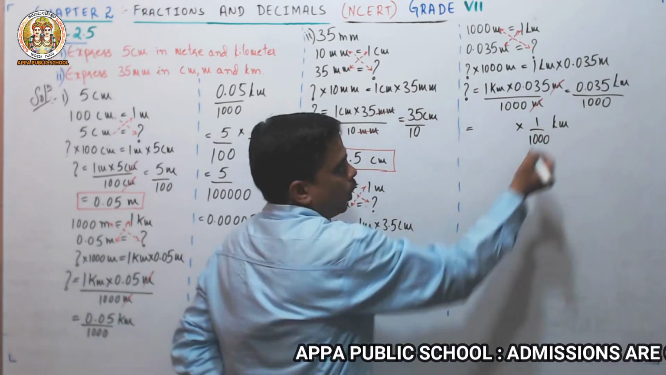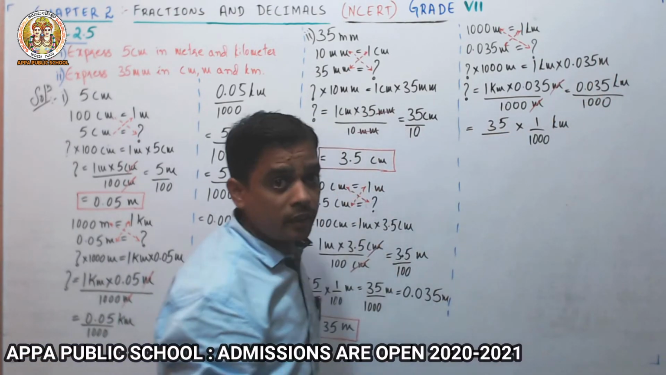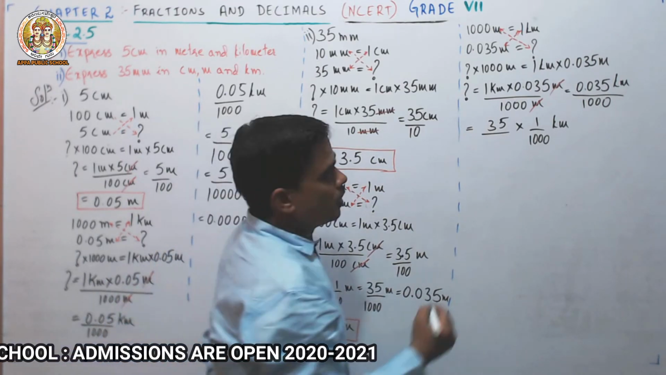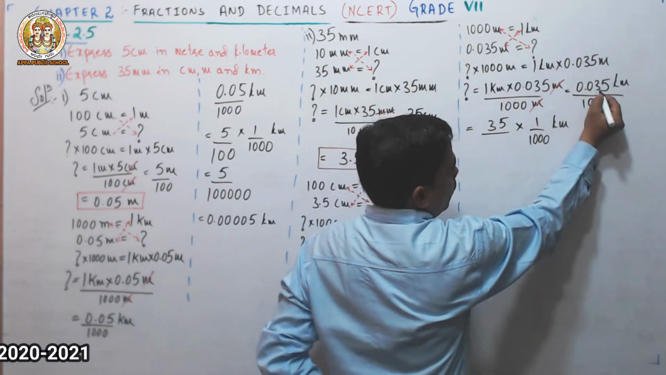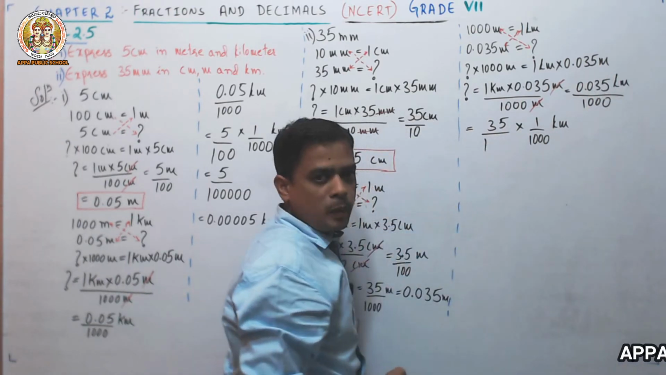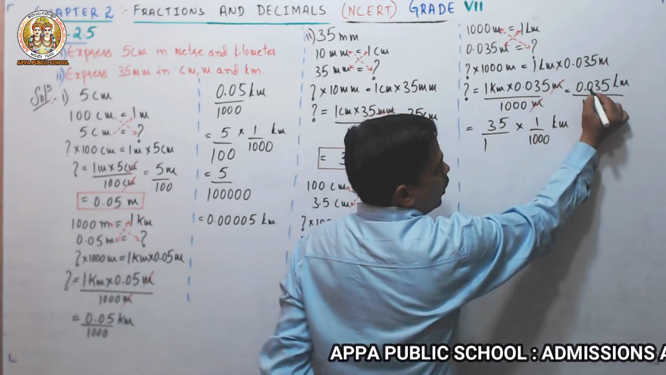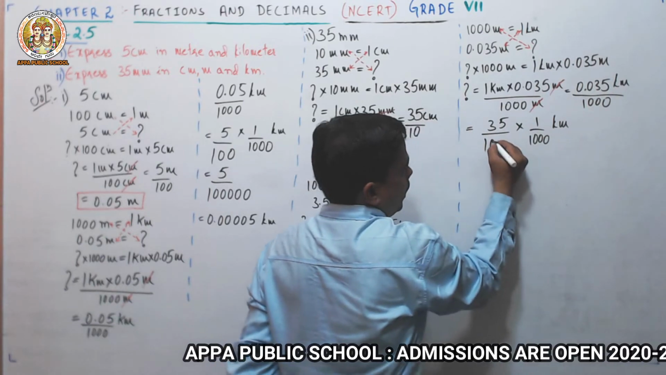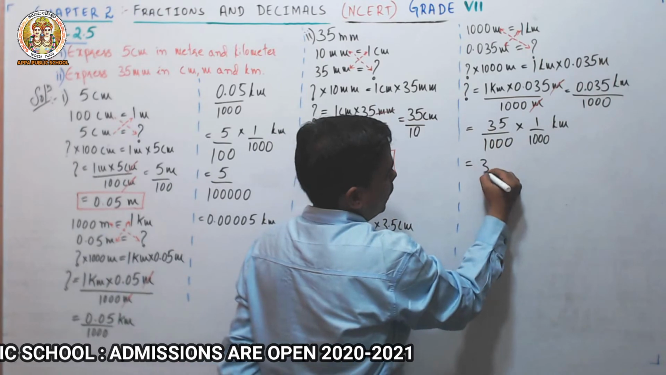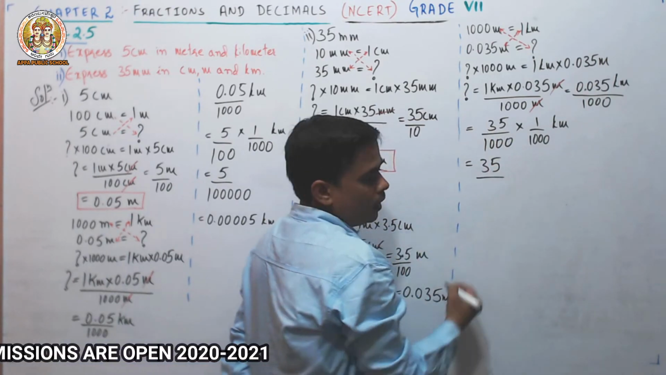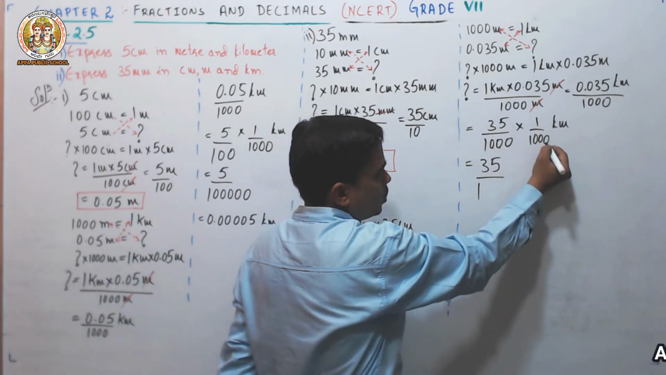I will write the 35 as it is, because in the numerator of 0.035 the numbers are there. See, after the decimal point, how many numbers are there? 1, 2, 3. So in place of the decimal point, I will take it as 1. Wherever the decimal point is, I have taken 1. After the decimal point there are 3 numbers, so I will write 1, 2, 3 zeros. Got it now? Now multiply both the numerators. 35 into 1 is 35, divided by 1, I will write as it is. Now count how many zeros there are: 1, 2, 3, 4, 5, 6. I will write 6 zeros.